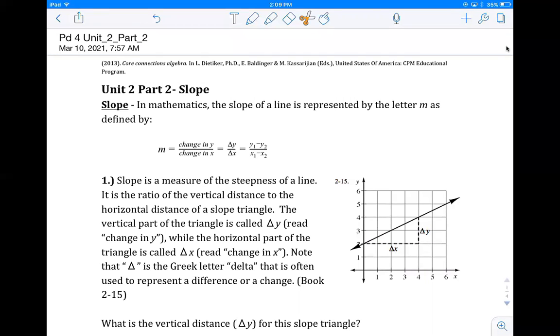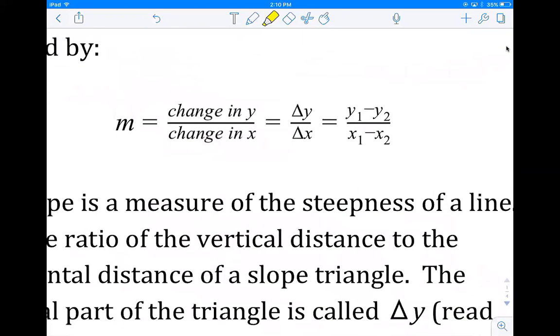This video is on Unit 2, Part 2, Introduction of Using Slopes with their Slope Triangles. So in mathematics, the slope of a line is represented by the letter M, and we can see it's defined as the following. Slope is represented by M, and what it is, the change in Y, which means subtraction, over our change in X.